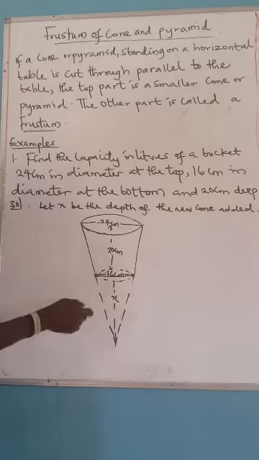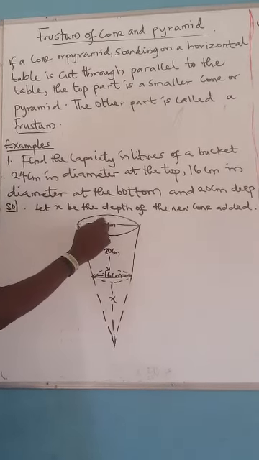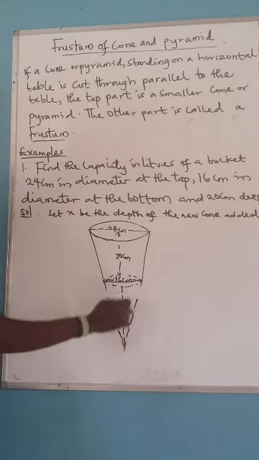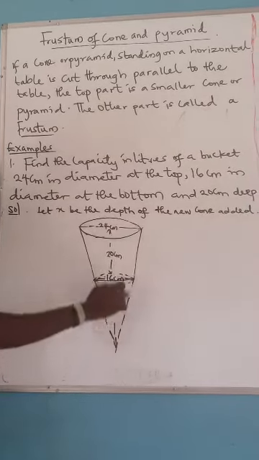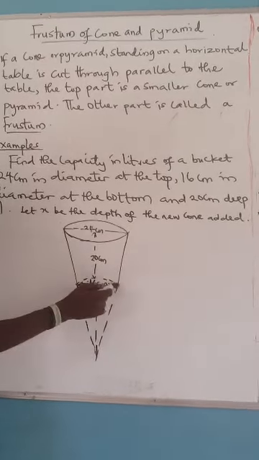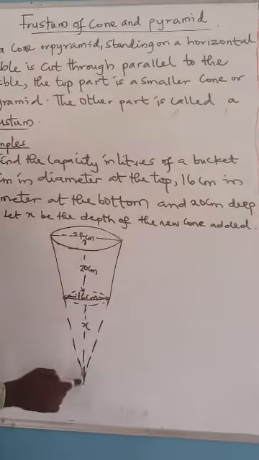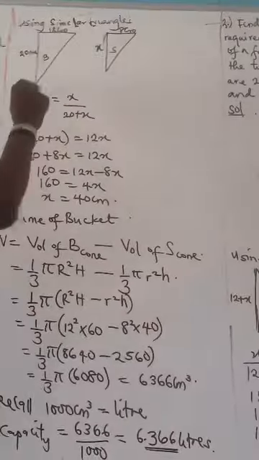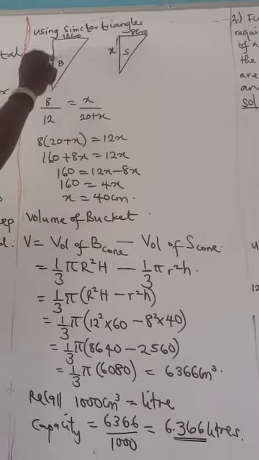In order to get our x, you can see that we can actually form a triangle from that big cone. This is a big right angle triangle. Then from the small cone we added, we can equally get a small right angle triangle. Can you see it? So that is why we are using similar triangles.